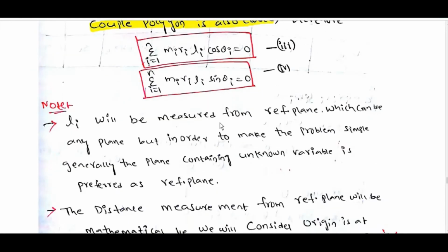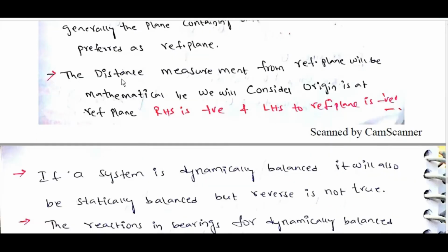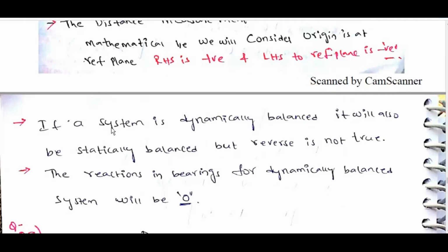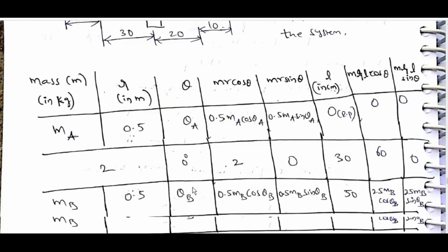L i is measured from the reference plane, which can be any plane, but in order to make the problem simple, generally the plane containing the unknown variable is preferred as the reference plane. The distance measurement from the reference plane will be mathematical, that is, we will consider the origin at the reference plane, the right-hand side is positive and the left-hand side is negative. If a system is dynamically balanced, it will also be statically balanced, but the reverse is not true. The reaction in bearings for a dynamically balanced system will be zero.